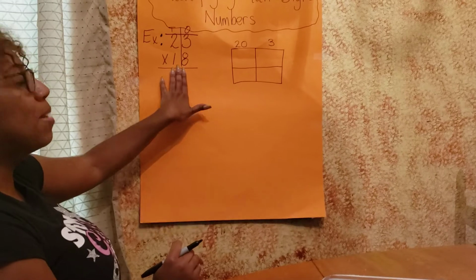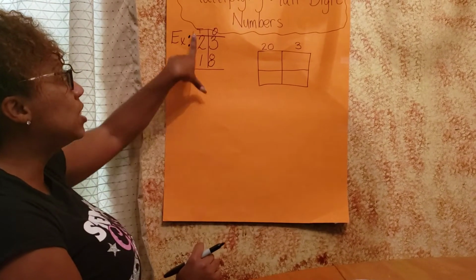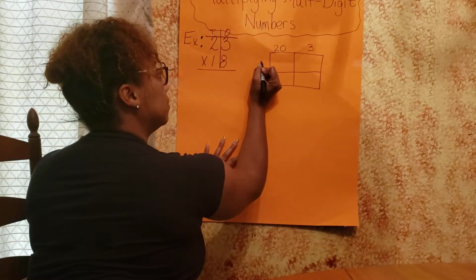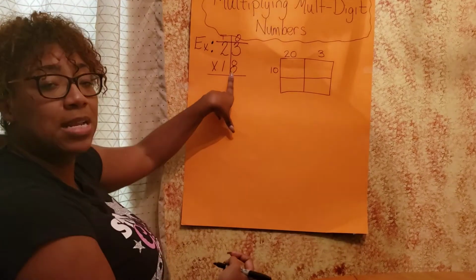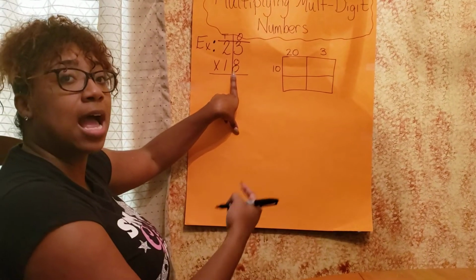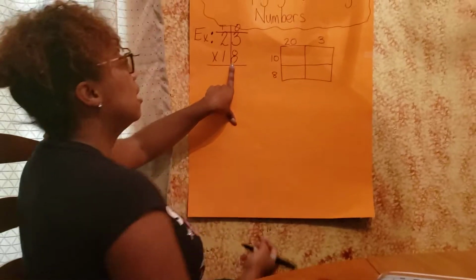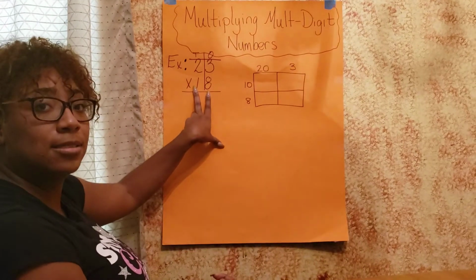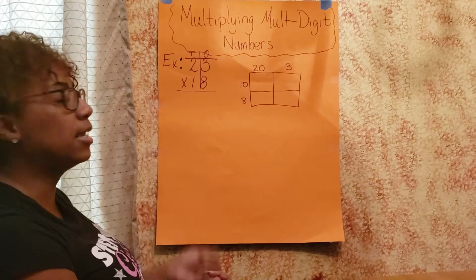Now I'm going to break down my second number, which is 18. I have my 1, which is in the tens place. 1 times 10 is 10. And 8 in my ones place, 8 times 1 is, you got it, 8. So 10 plus 8 equals 18, because I have a 10 and 8 ones, which gives me 18.